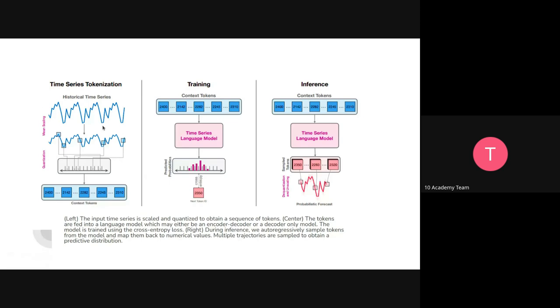What they do is take time series data, scale it and quantize it. So they just put it in bins and basically create tokens. These tokens are passed to a time series language model. This is a transformer model, and it creates predicted probabilities. The model is trained with cross entropy loss, the same way that language models are trained. The output you get is tokens, and then you do the dequantization and scaling to get the probabilistic forecast. So this is how Chronos works.